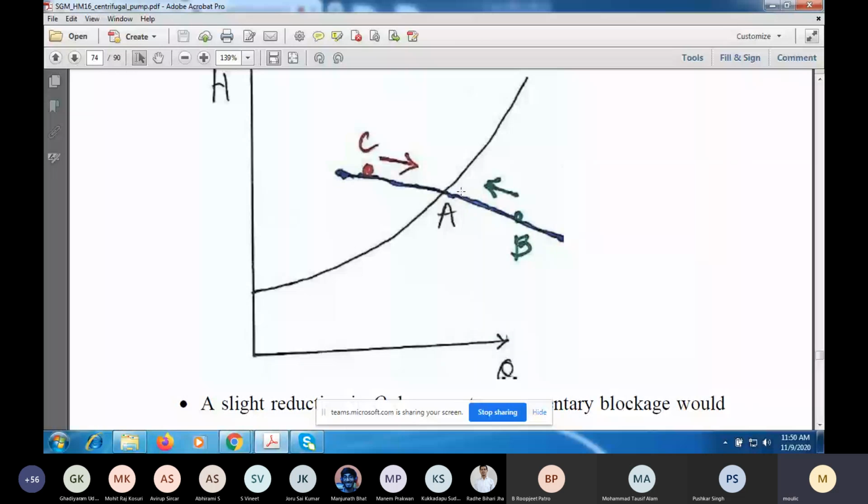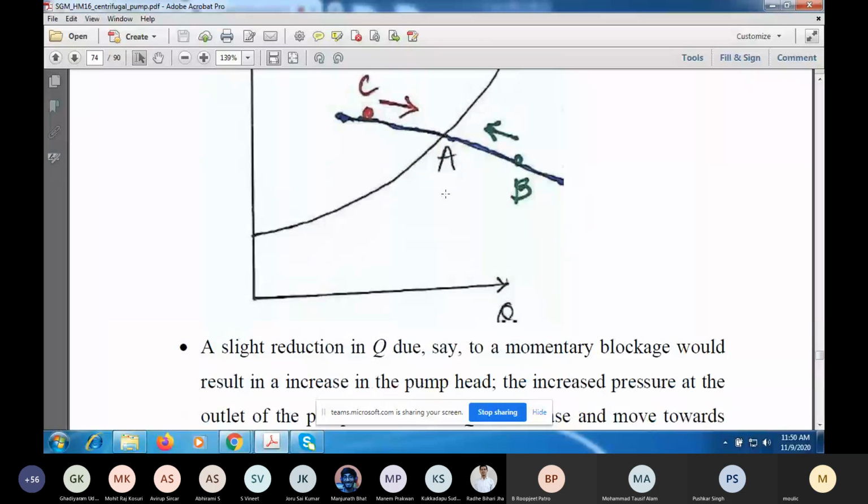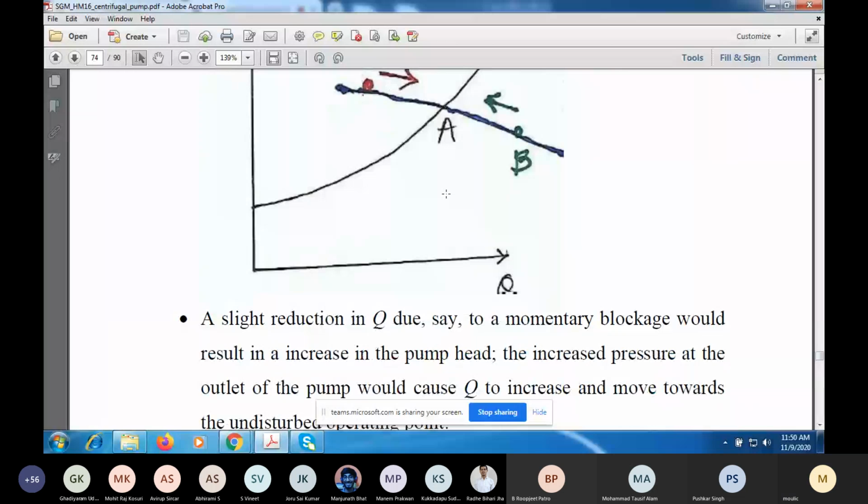Conversely, suppose you were operating at point A and momentarily the flow rate is reduced, so you move towards point C. Now what will happen now? The flow rate is reduced, but the pump head has increased. So when the pump head increases, it will tend to push more fluid through it. So the flow rate will tend to increase and it will move from point C back towards point A. So this is a stable operating point.